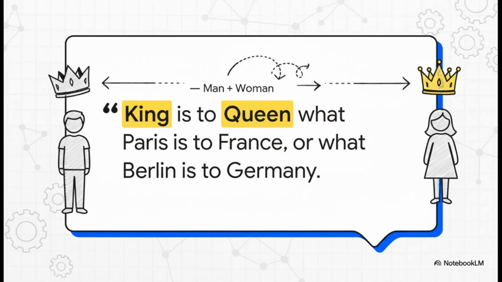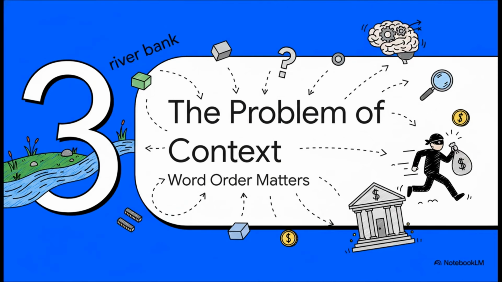And here's the classic example that just blew everyone's mind. If you take the number vector for king, subtract the vector for man, and add the vector for woman, the resulting vector you get is incredibly close to the one for queen. This was insane. It proved that embeddings didn't just capture simple similarity, they captured complex, abstract relationships. So this is huge. Now our AI understands what individual words mean and how they relate.